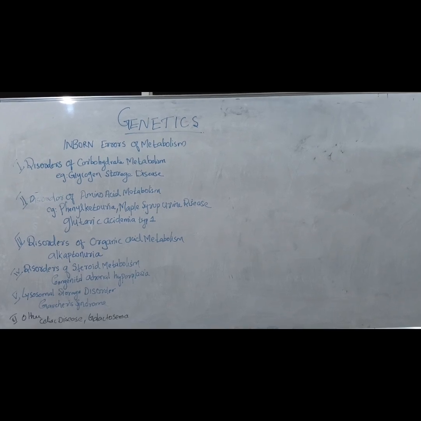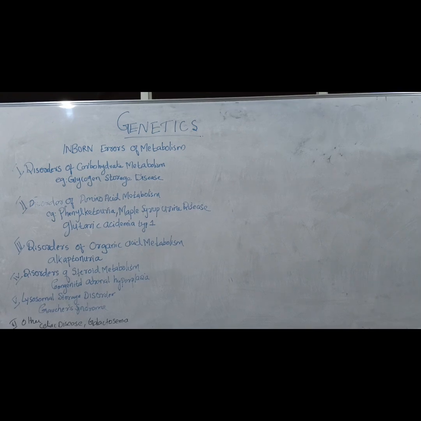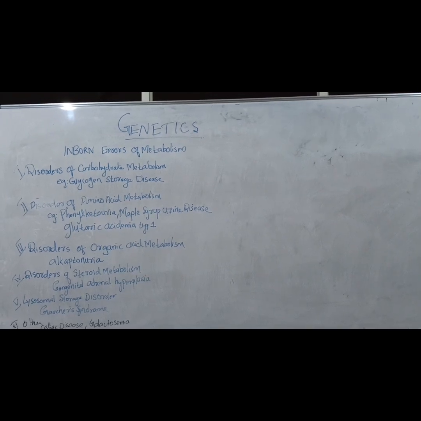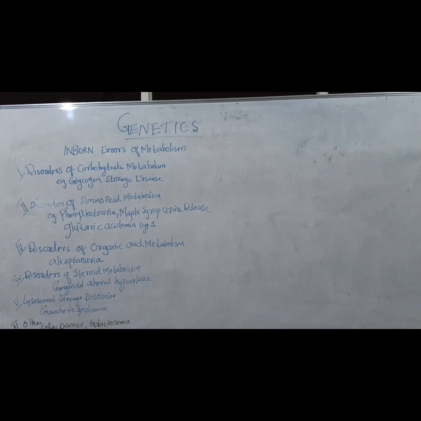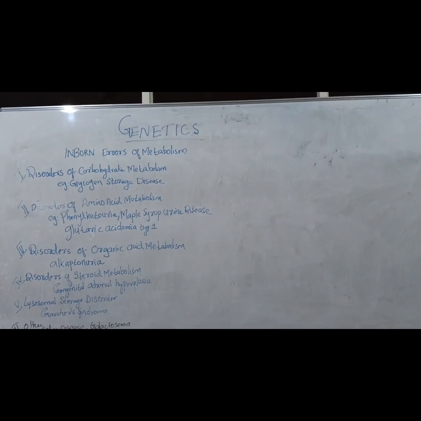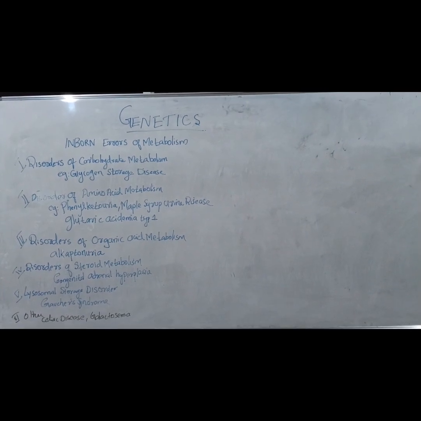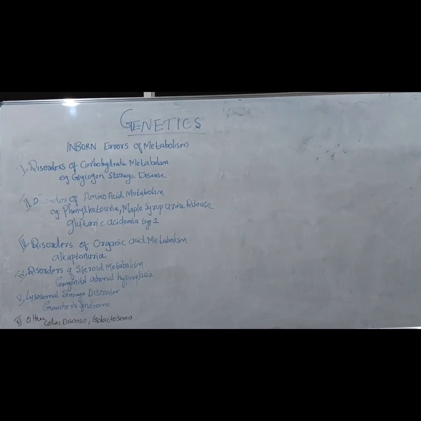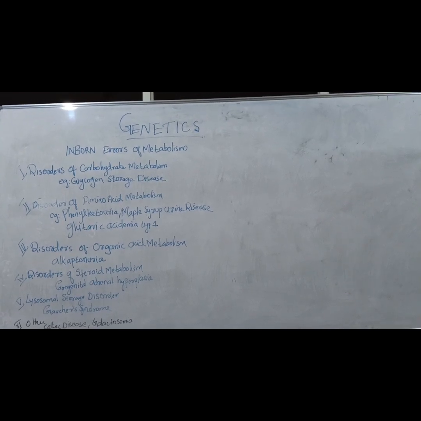Next is regarding inborn errors of metabolism. This is a frequently asked question. So we'll go through the disorders of carbohydrate metabolism. The first category of inborn errors of metabolism is disorders of carbohydrate metabolism. An example is glycogen storage disease. We will discuss each one in detail. Glycogen storage disorder is the process of accumulation of glycogen within the muscles and liver.